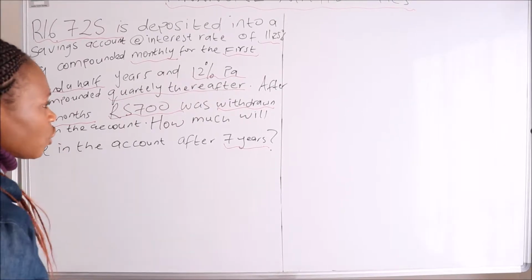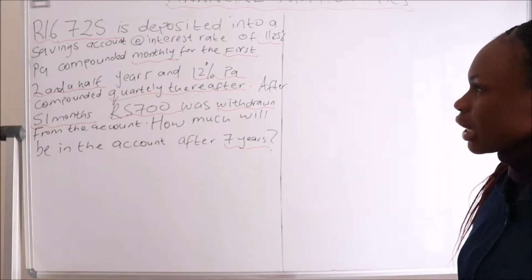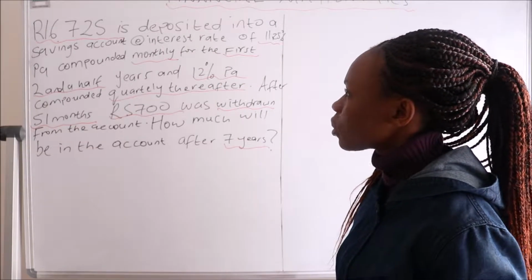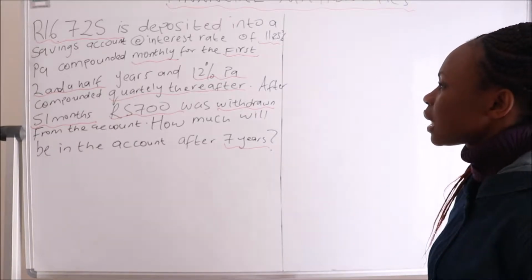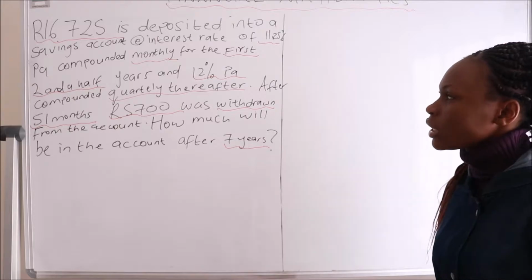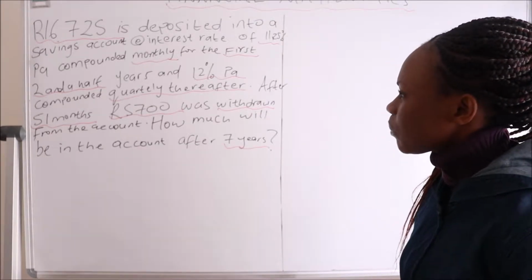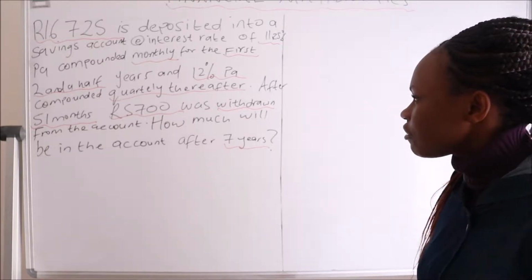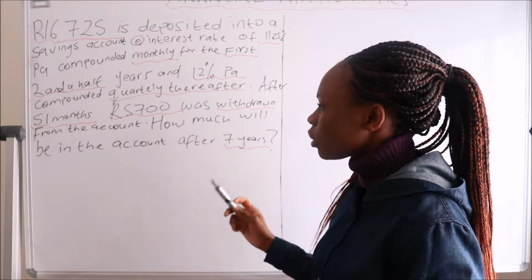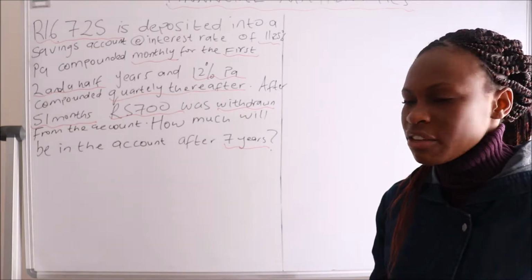With the second question here, it says that 16,725 is deposited into a savings account at an interest rate of 11.25% per annum compounded monthly for the first 2.5 years, and 12% per annum compounded quarterly thereafter. After 51 months, 5,700 was withdrawn from the account. How much will be in the account after 7 years?